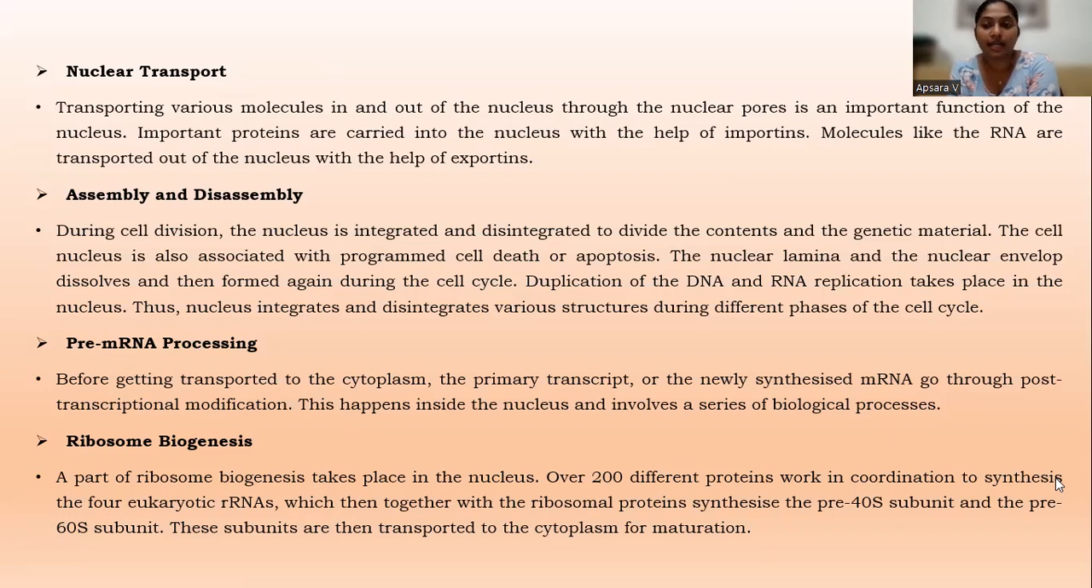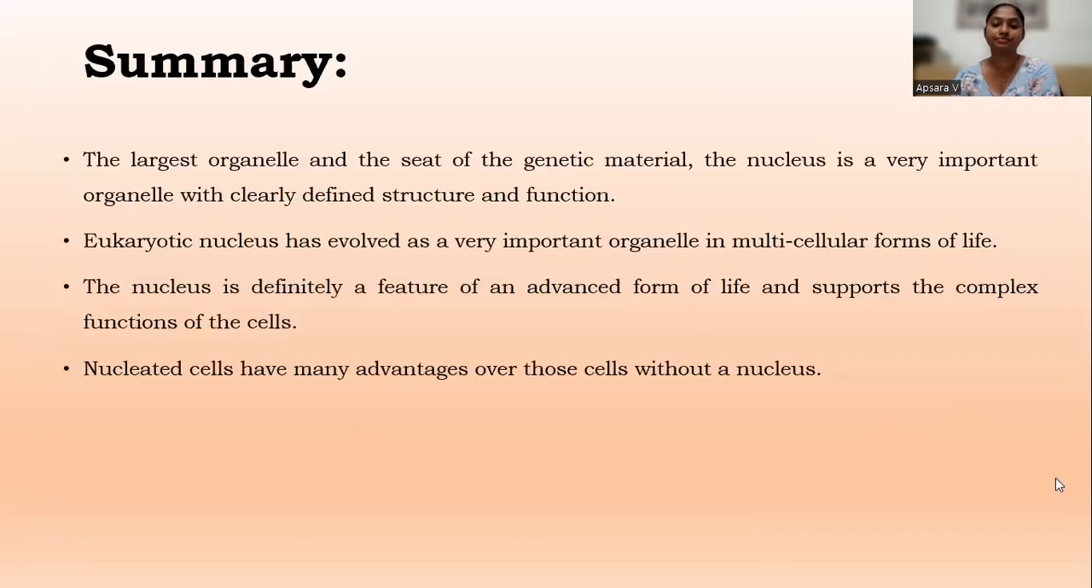Next function is ribosome biogenesis. A part of ribosome biogenesis takes place in the nucleus. Over 200 different proteins work in coordination to synthesize the 4 eukaryotic rRNAs, which then together with the ribosomal proteins synthesize the pre-40S subunit and the pre-60S subunit. These subunits are then transported to the cytoplasm for maturation.